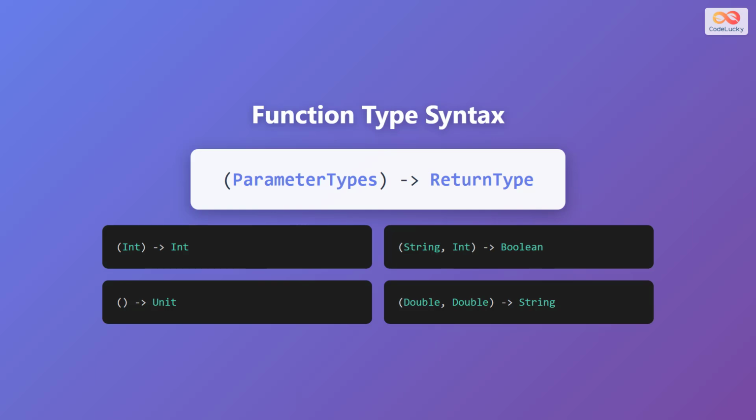To use functions as parameters, you need to understand function type syntax. A function type is written with parentheses containing the parameter types, followed by an arrow, and then the return type. For example, (Int) -> Int represents a function that takes one integer parameter and returns an integer. (String, Int) -> Boolean takes a string and an integer and returns a boolean. () -> Unit represents a function with no parameters that returns Unit. And (Double, Double) -> String takes two doubles and returns a string.